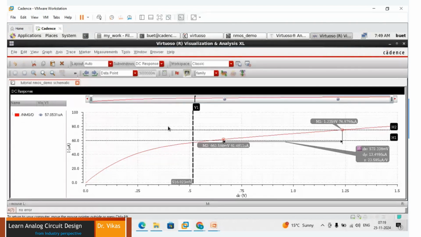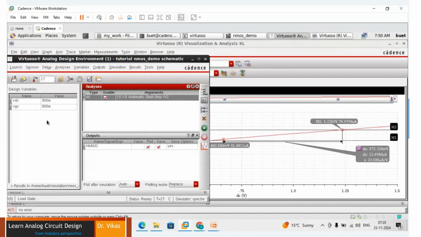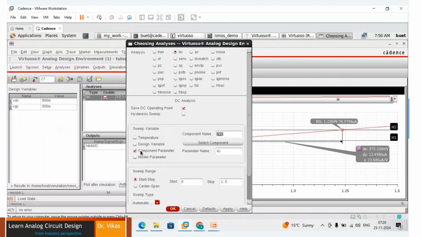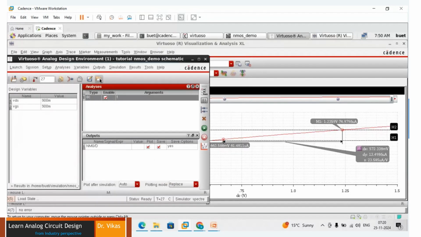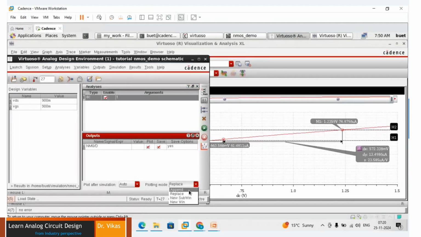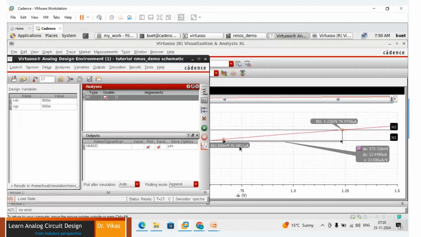But how do I exactly figure out at what particular voltage the MOSFET enters into the saturation region? For that, there is something called a dummy DC analysis. That means you go to this analysis and I do not choose any component parameter. I'll just say save DC operating point. I say okay, and then plotting mode, I'll just say append rather than replace, because if I just keep on choosing replace, it will replace the older graph.